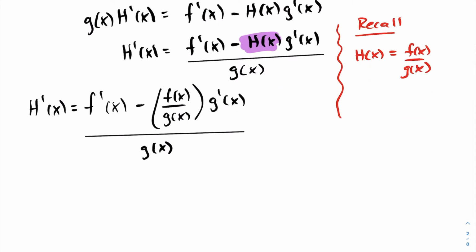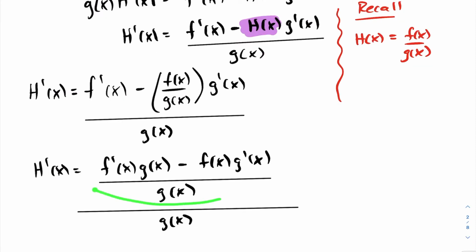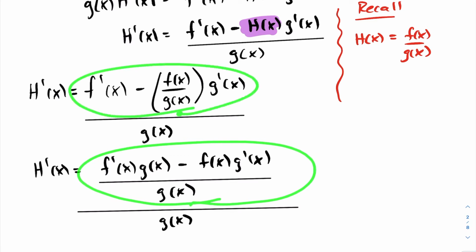The next thing I'm going to do here is go ahead and get a common denominator in the top. So to get a common denominator in the top, I'm going to multiply f prime at x by g at x over g at x. Doing that, we get f prime at x times g at x minus f at x times g prime at x over g at x. This whole thing here represents a common denominator in the numerator. We still have our g at x left over from the denominator.